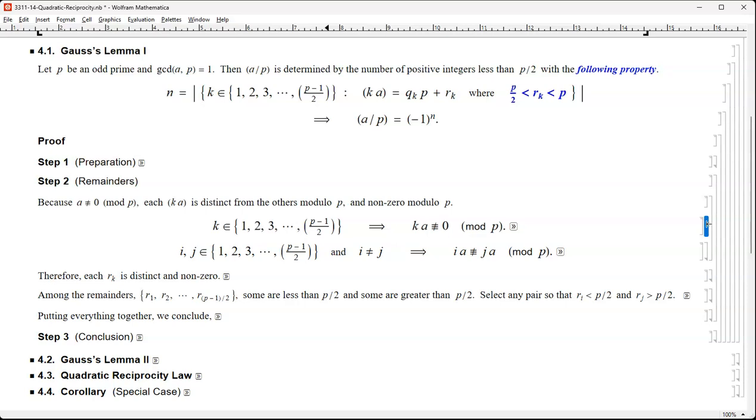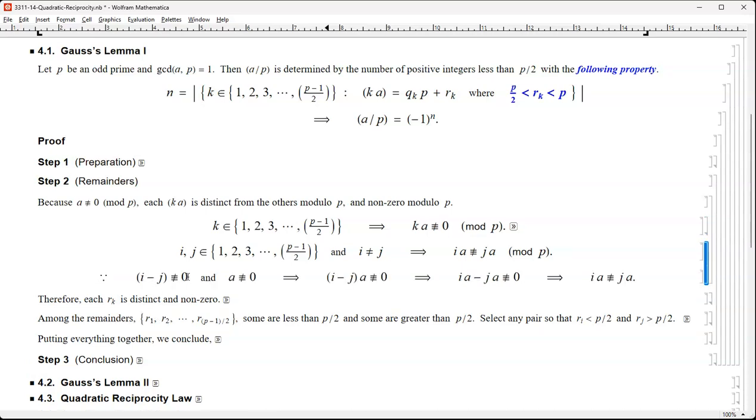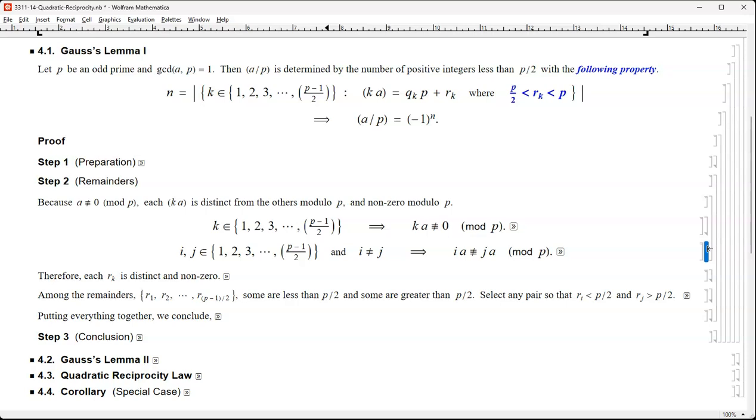Now, how about distinctness? Well, if i and j are different, then ia and ja are different modulo p. One way to do that is to subtract from one another and start from i minus j is non-zero. And of course, a is non-zero to begin with, which came from here. So (i minus j) times a is non-zero, multiply two non-zero numbers, and then break up the parentheses and flip ja to the other side. So what do you get? ia and ja are different if i and j are different. So they're all distinct and they're all non-zero.